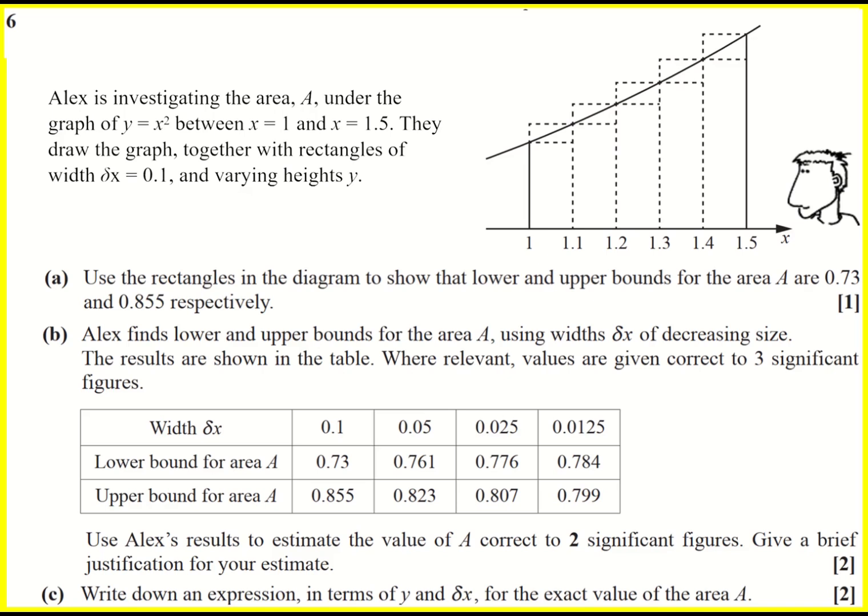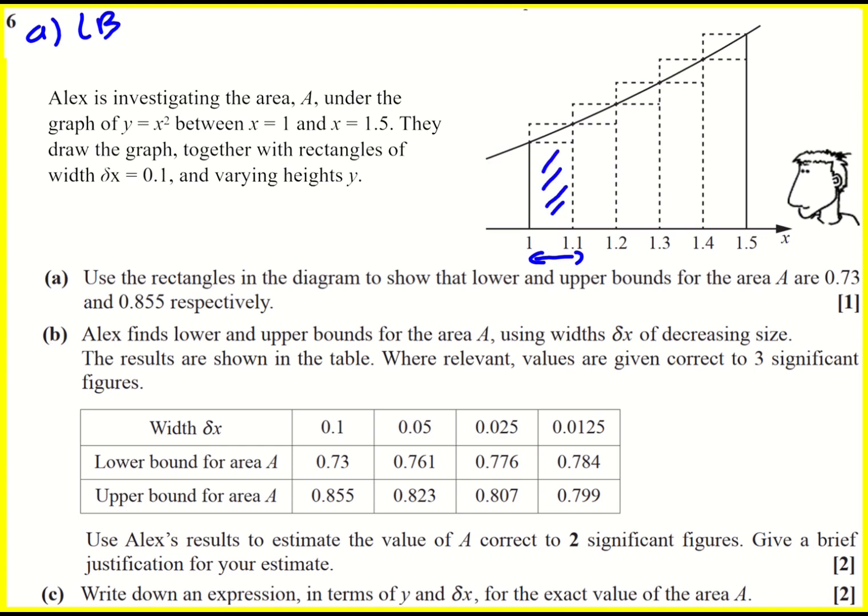We're interested in the area underneath y equals x squared between x equals 1 and 1.5. We're going to use rectangles with a width of 0.1 to find lower and upper bounds, essentially. So first of all, the lower bound is going to be when we use the smaller rectangle.